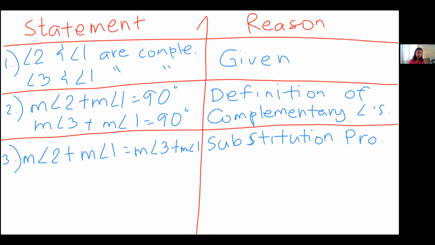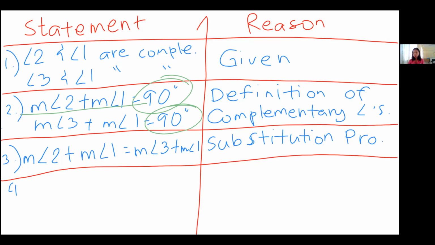Since dito po sa ating number 2, kung napansin ninyo, they are both equal to 90 degrees. So, ibig sabihin, since they are both equal to 90 degrees, therefore, we can say that the measurement of angle 2 plus the measurement of angle 1 is equal to the measurement of angle 3 and angle 1 po. Okay? Ganun lang po siya. Okay? And then, next na po tayo. Number 4 na.